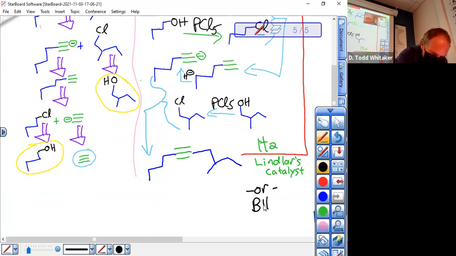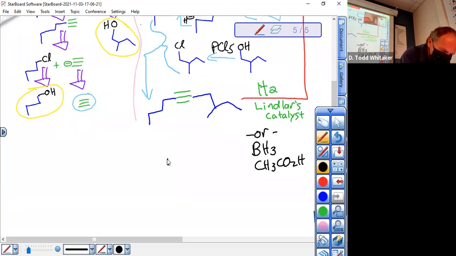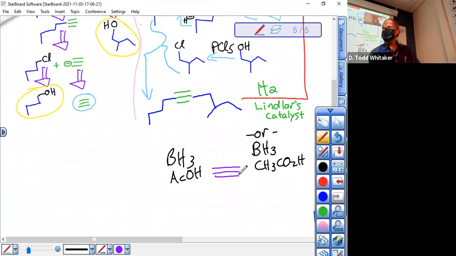BH3 and acetic acid, CH3CO2H. You can write, I mean, BH3 and AcOH is fine too. And just remember, those are the same. AcOH, acetic acid.